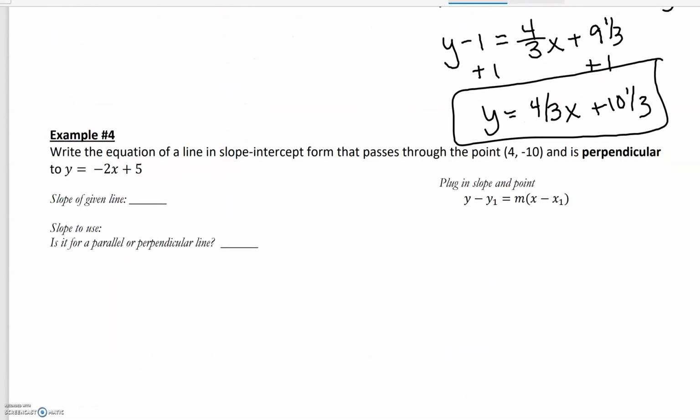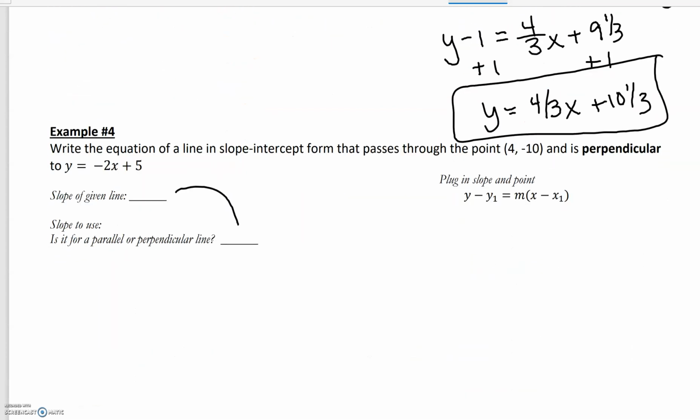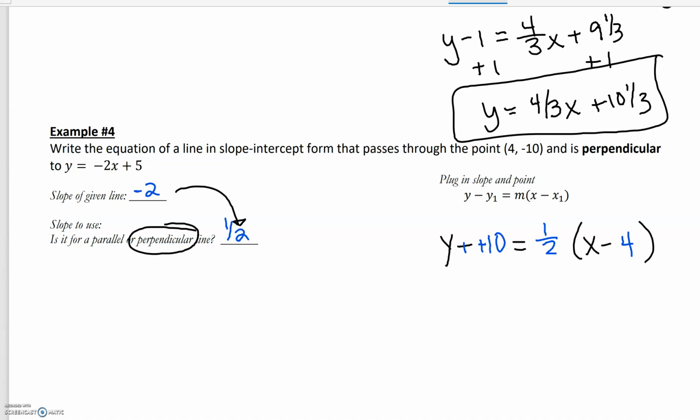Go ahead and try this last one, perpendicular. Make sure that you are flipping and changing your sign because we're doing perpendicular. Then plug it in and distribute and check when you're ready. So just double checking halfway through, make sure that you've got your 1/2 that you're using as your slope because we flipped it and we changed the sign. Remember 2 is over 1, so 1/2 and then it changes to positive. So make sure your slope is 1/2.